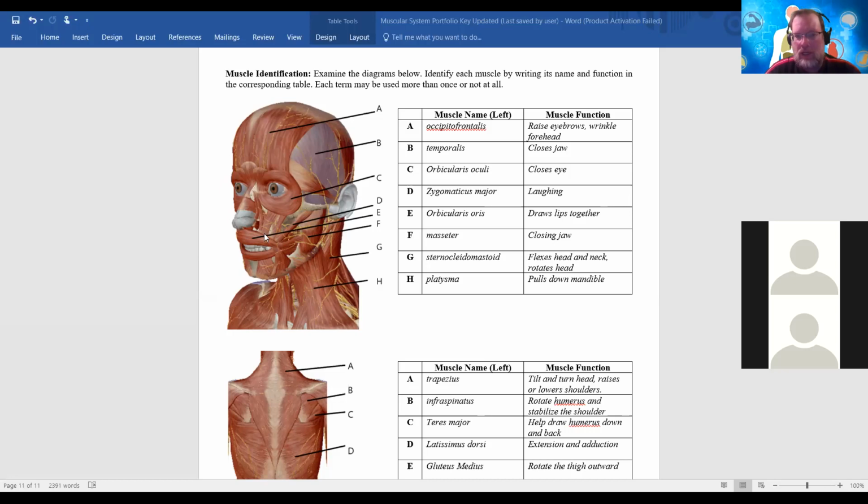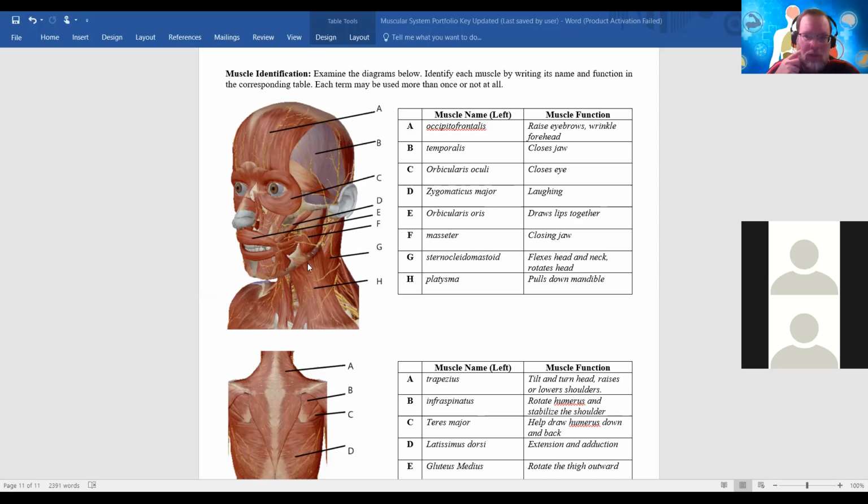And then letter D is the zygomatic muscle. You could put zygomaticus major. If you just have zygomaticus, that's fine too. Again, it's an exercise in knowing your anatomy. So if you see a muscle and you know this is the zygomatic and a muscle's coming off of it, it's probably the zygomatic muscle. So anyway, that's what that is.